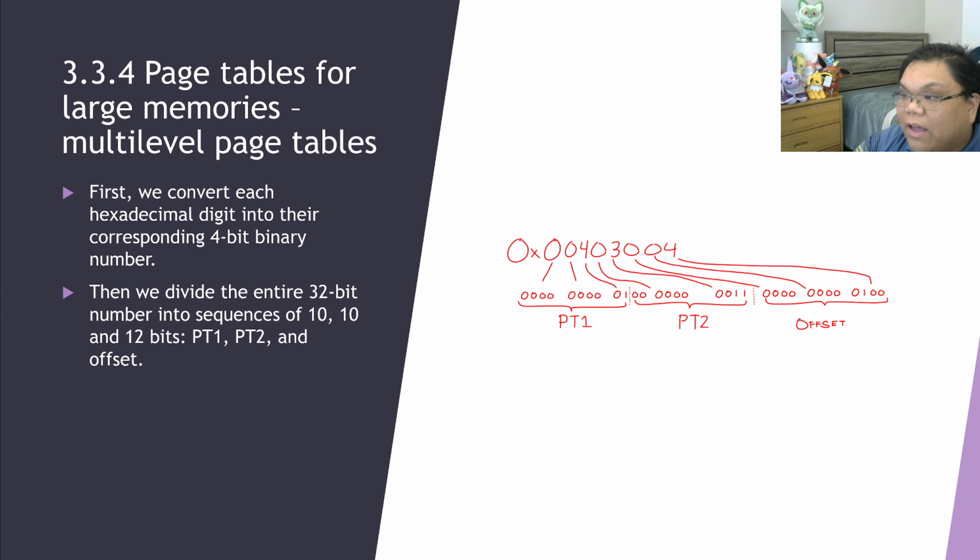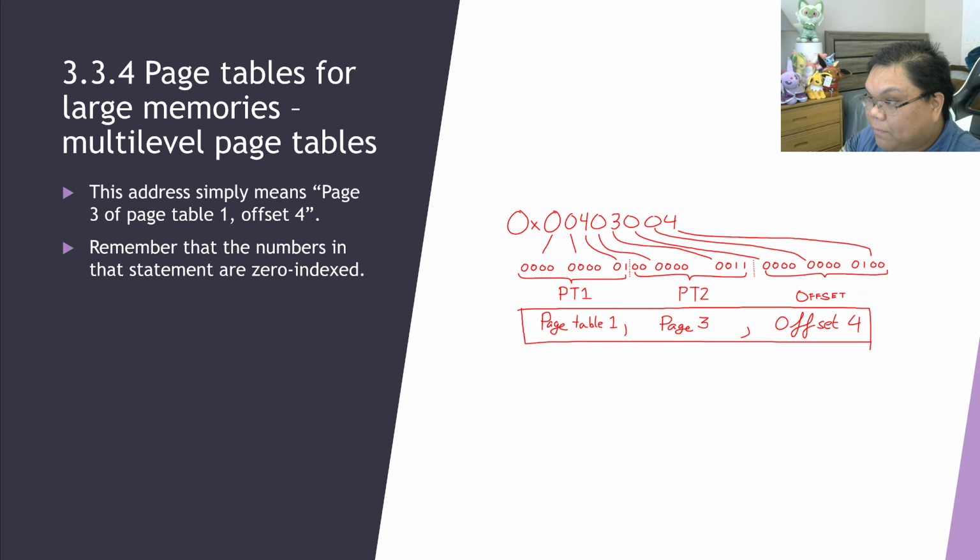So let's try this out with an address. First thing we gotta do is we need to convert each hexadecimal digit into their corresponding 4-bit binary number. Then we just gotta divide this into 10, 10, and 12 bits. That is PT1, PT2, and the offset. This simply means page 3 of page table 1, offset 4. Also keep in mind that these values are 0 indexed.